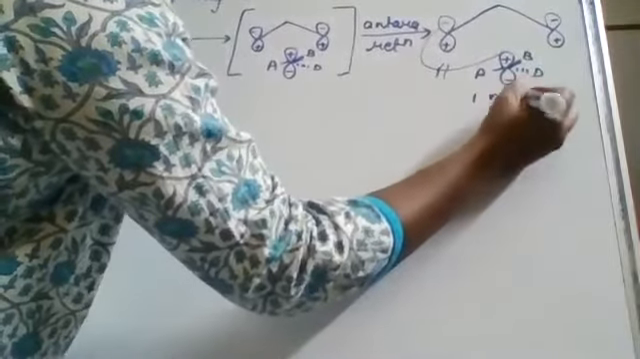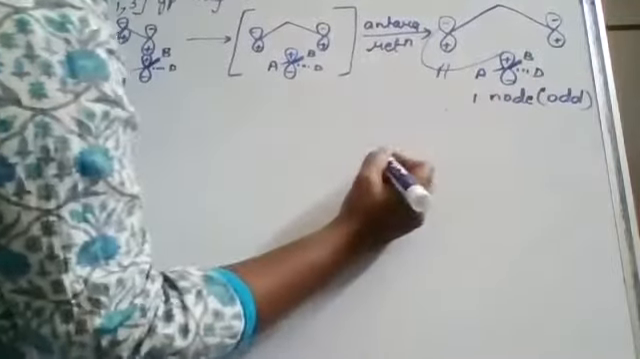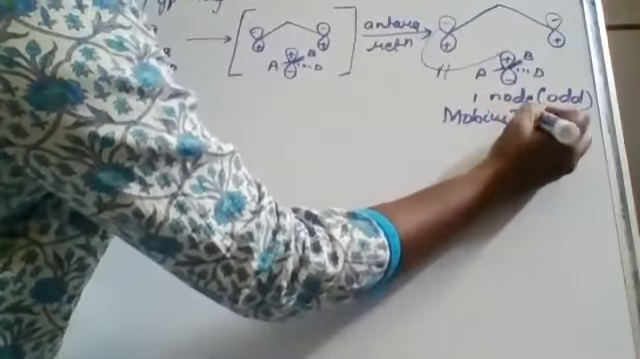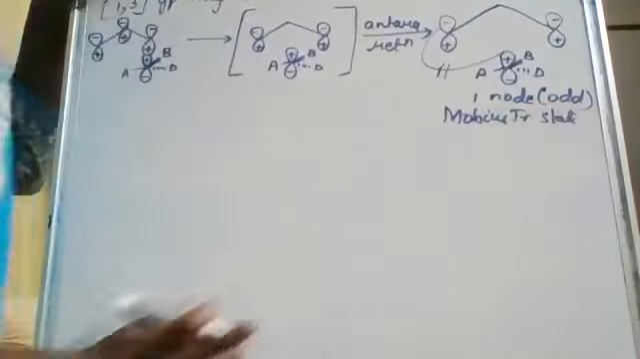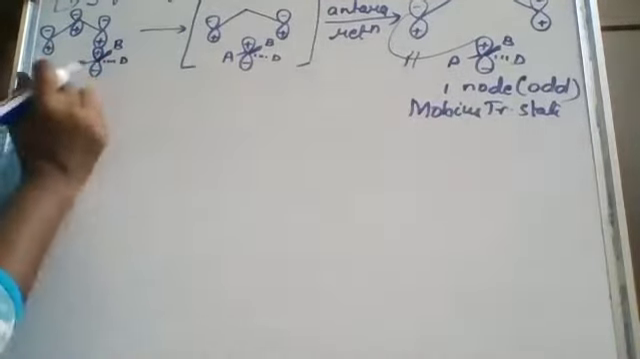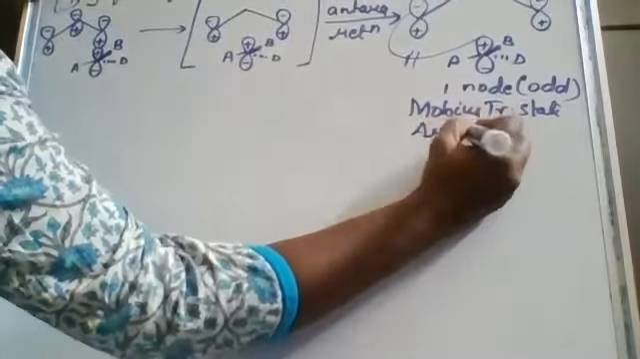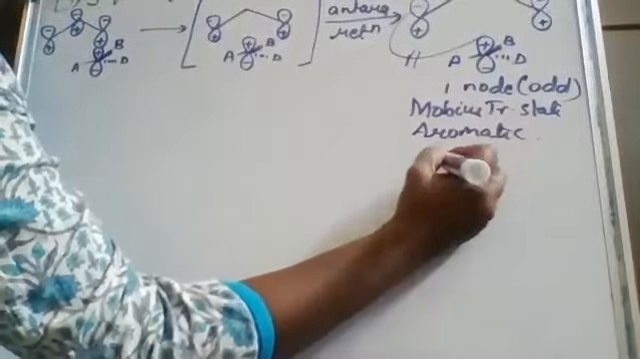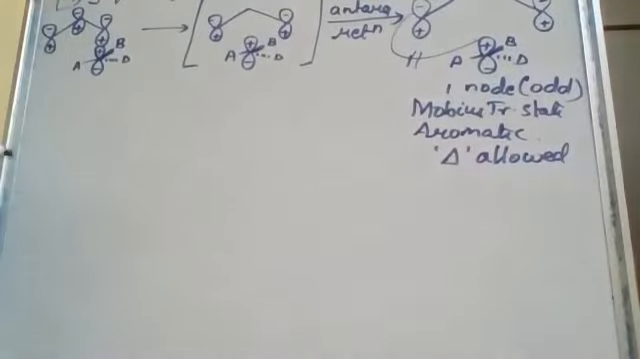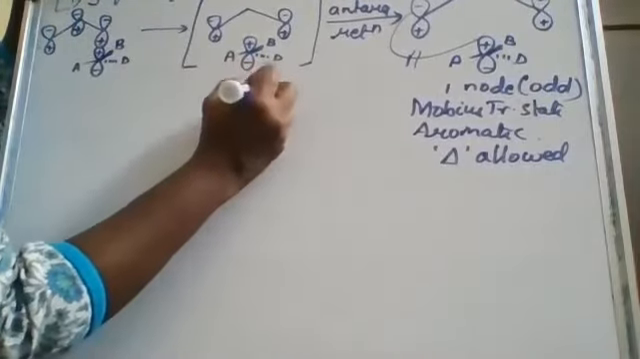So presence of one node, this is considered to be odd. Since it's an odd number of nodes, it is a Mobius transition state. Mobius transition state for a 4n pi system is considered to be aromatic. All aromatic transition states are considered to be thermally allowed. Okay. Now go for the antarafacial migration.